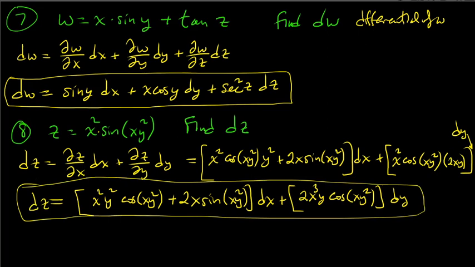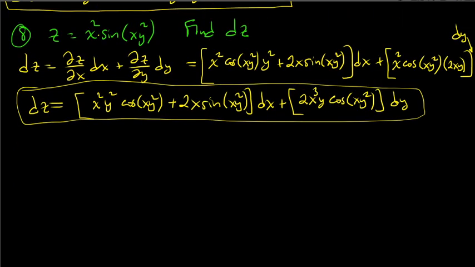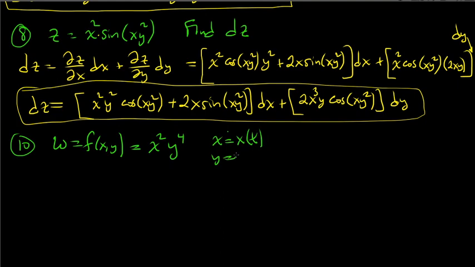Number 9, pretty standard, and I did one like that in the video for that section. Chain rule, I think, was 13.5. So maybe let's do number 10. And I kind of remember doing one like that as well, but okay. So w is a function of x and y. It's x squared times y to the 4th power. And x is some function of t, and y is some function of t.